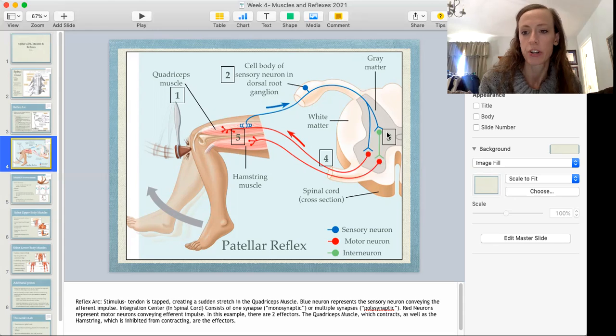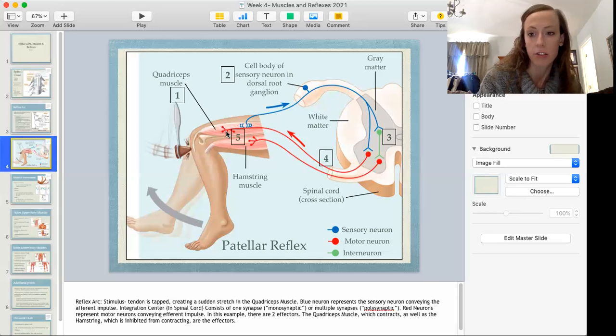Step number 3, we've got integration in the spinal cord. The polysynaptic integration branch has an interneuron, whereas the monosynaptic, it's just sensory and motor neurons, and that's it, okay? All right, so step number 4 then, in both cases, you're gonna have motor neurons conveying signals to the effector, okay? And so for this first one here, we have a motor neuron that sends a signal to the quadricep muscle, and that causes contraction of the quad, which will allow your lower leg to be extended, okay?